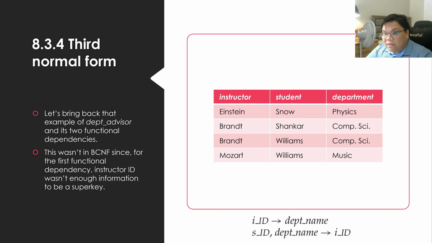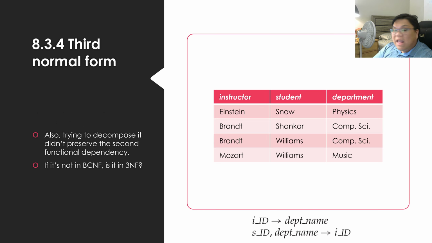So here's an example. It's our previous example of we want this table to be normalized, but Boyce-Codd normal form was way too strong. This was not in Boyce-Codd normal form because for the first functional dependency, instructor ID was not enough information to be a superkey. And trying to decompose it did not preserve the second functional dependency. This is to say that when it comes to these different normal forms, you gotta stop somewhere because if you kept going, you might lose some useful information about your schema.